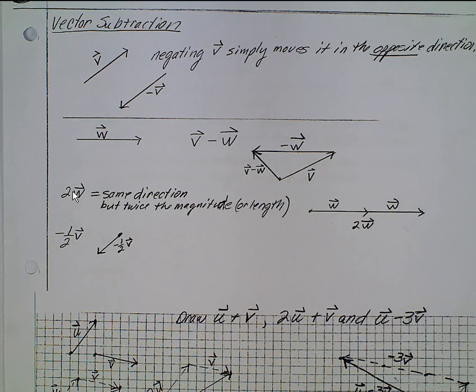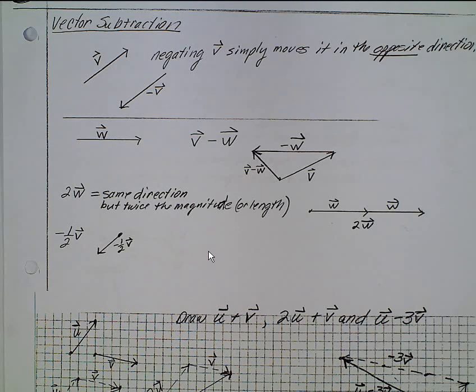2W means you're going to go in the same direction, but you're going to have twice the magnitude or twice the length. So if this was W, 1W plus 1W, this whole vector would be 2W. Negate or minus 1/2 V would mean you're going to go in the opposite direction of V, so this direction, half the magnitude. So you can see half the magnitude in the opposite or negative direction.